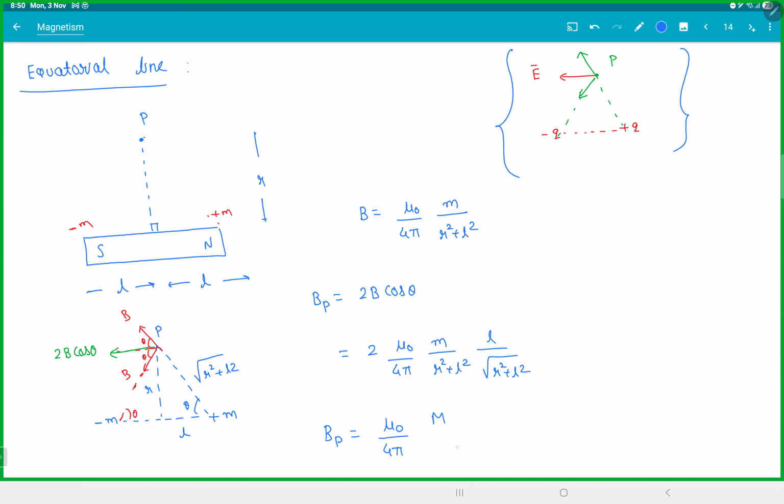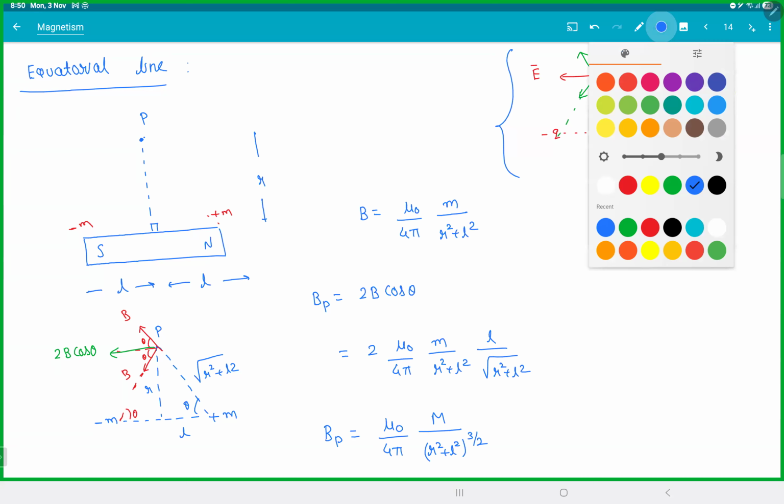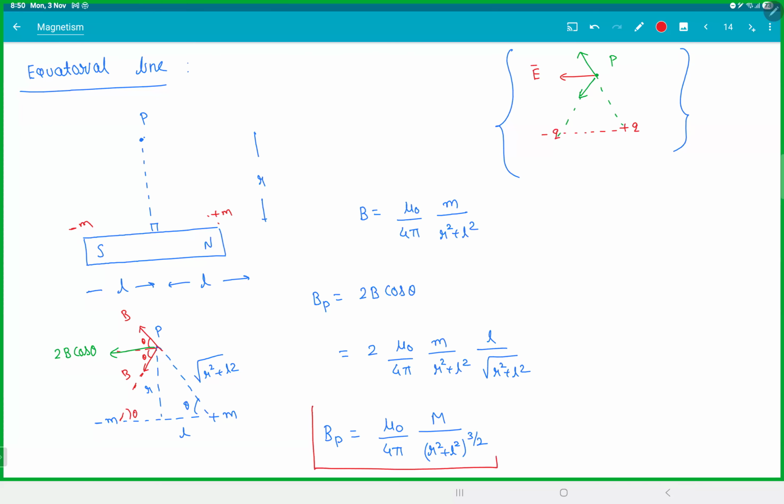So the answer should always be given in capital M, because they will not give you pole strength. They will generally give you the magnetic moment. r square plus L square whole power 3 by 2. There, that's your magnetic field. You can see the formula changed completely. If R is much, much greater than L, then your magnetic field becomes mu naught by 4 pi, M by r cube. As expected, you got the formula.